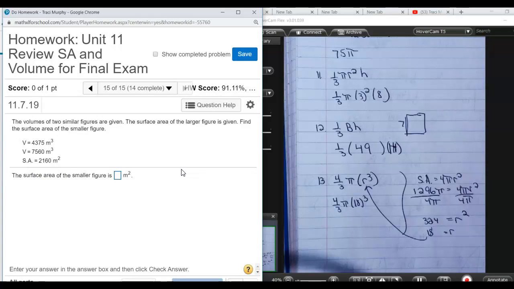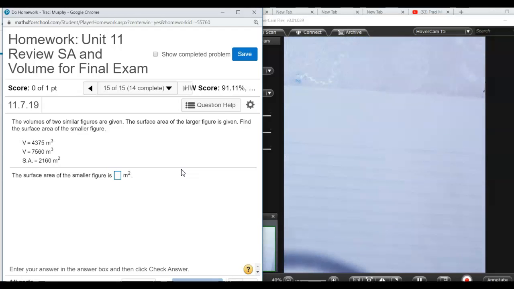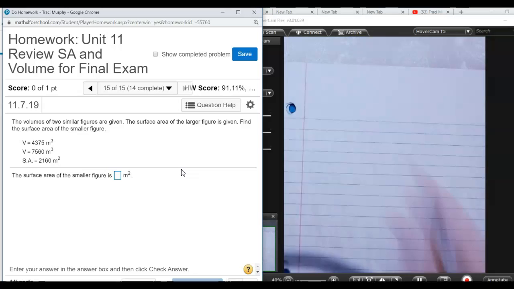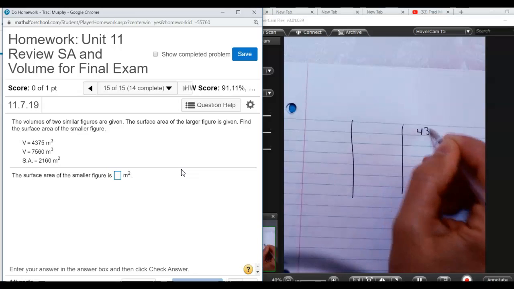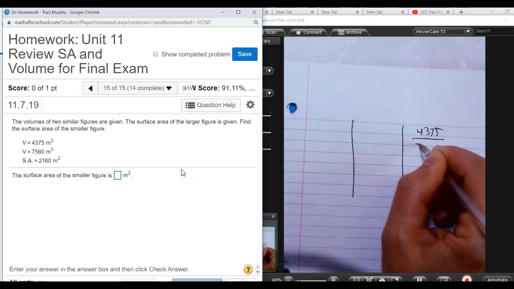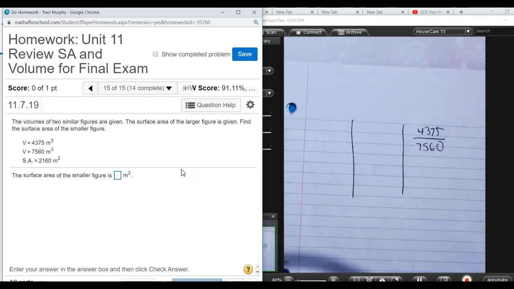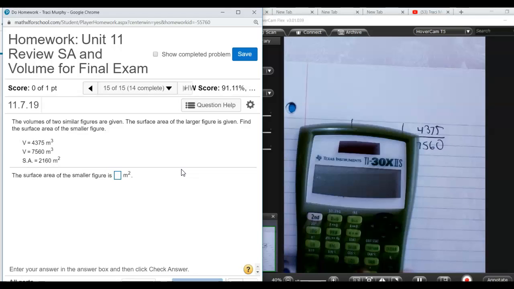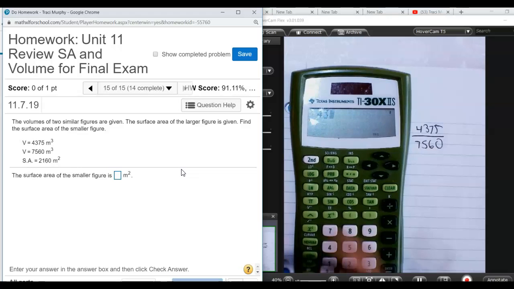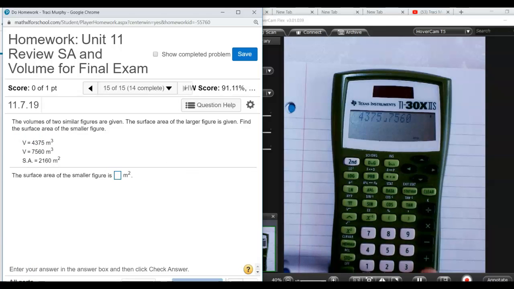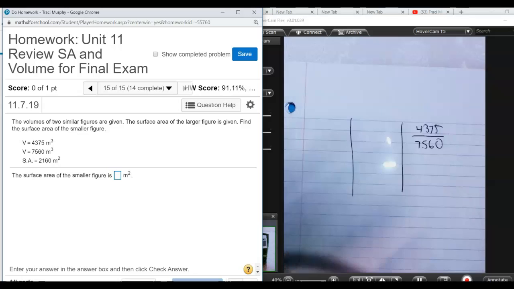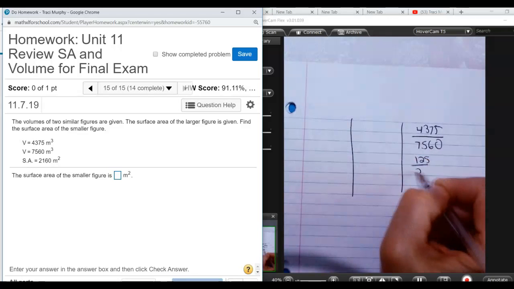Okay, last one. We've been given volume, and eventually we need to get back to surface area. So in other words, we have what's in the third column. We've got 4375 over 7560. So first thing I'm going to do is ask my calculator to reduce this. I typed it in as a fraction, and then when you hit equals, it actually reduces it for us. It goes to 125 over 216.